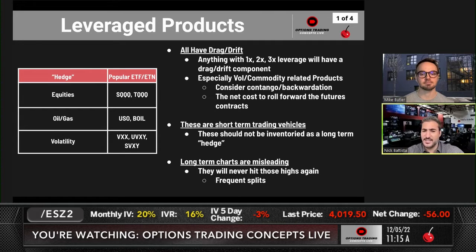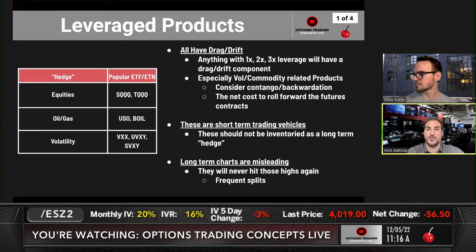So I listed on the left side some of the more common ones. I don't know if there are any gold or silver ones anymore. I remember there was JNUG and something else, but if you've got a gold one, put it in the chat, and I'll post it here on the slides when we archive them.